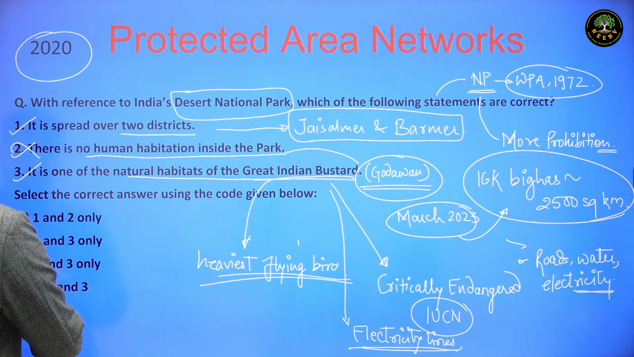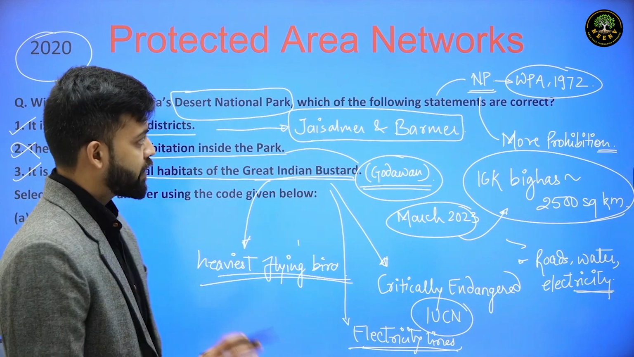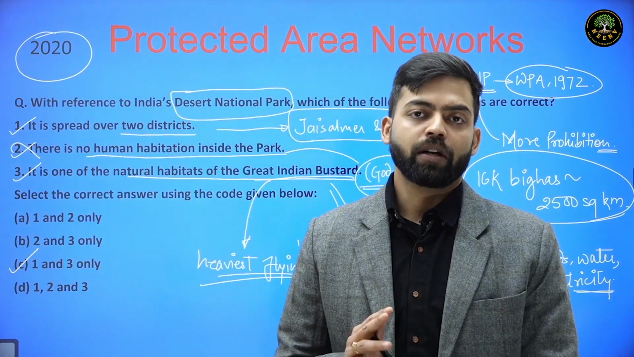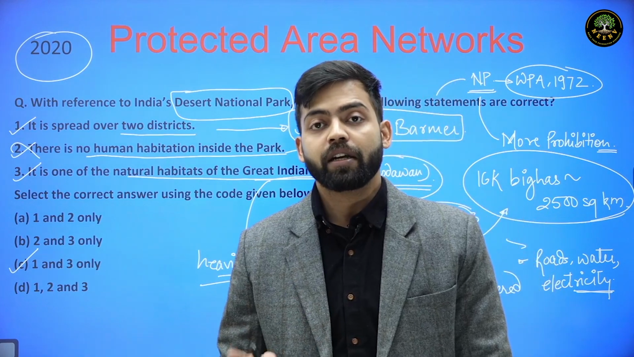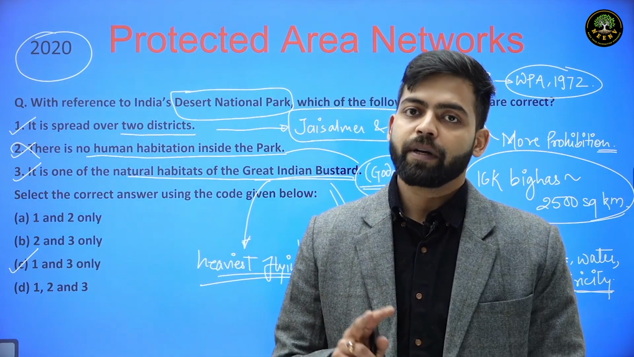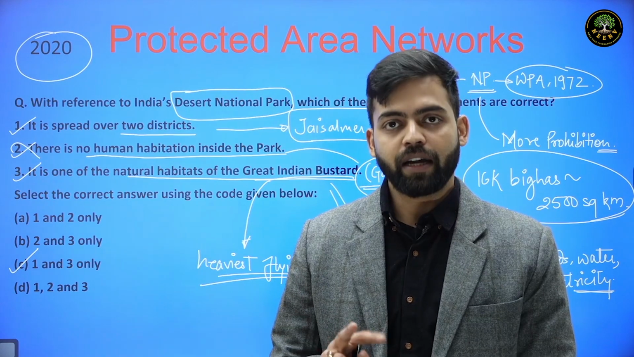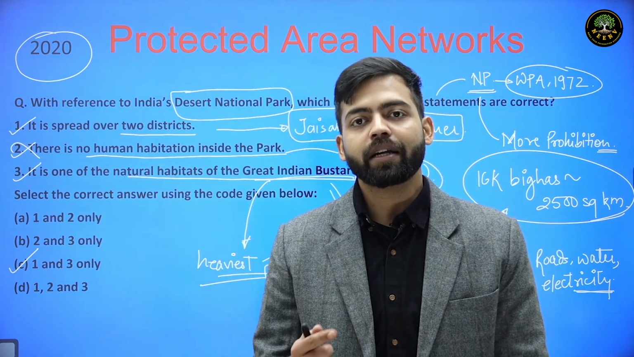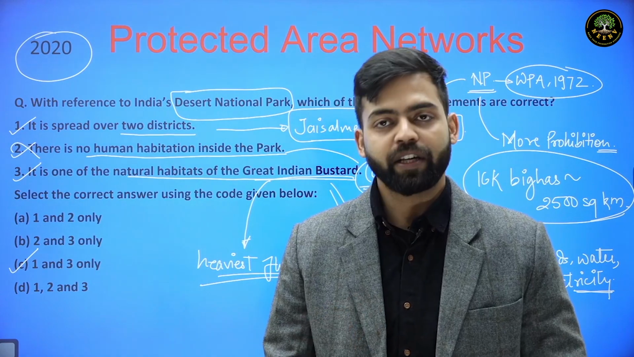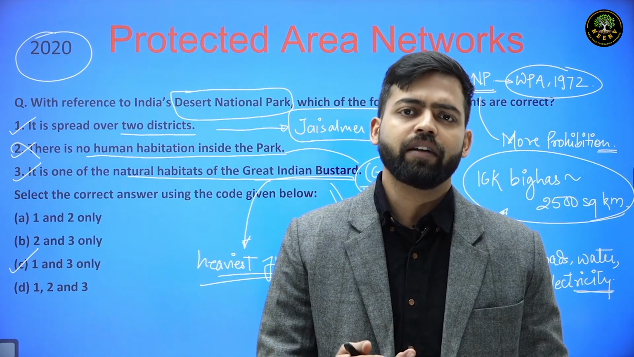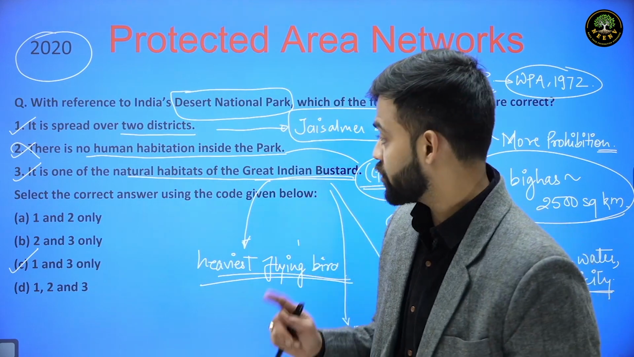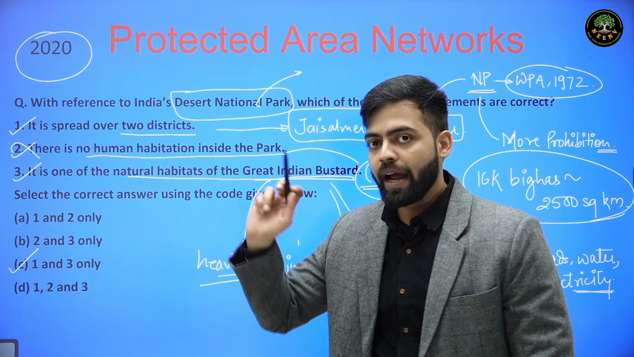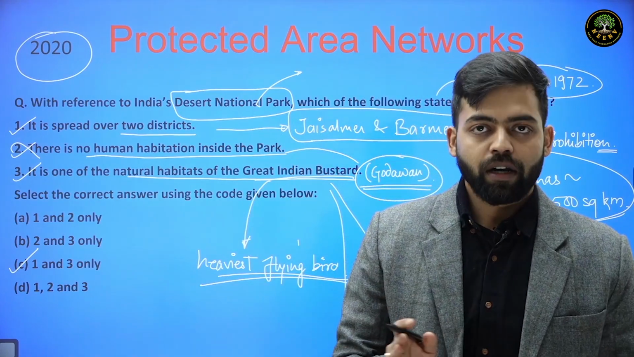The second statement is incorrect. So our answer for this question will be C. In this question we saw protected area networks like national parks, which have more prohibition and less permission, whereas wildlife sanctuaries have less prohibition and more permission. Some human activities like shifting agriculture or grazing are allowed in wildlife sanctuaries, whereas that is not allowed in a national park. So habitation and grazing are not allowed inside the national park.